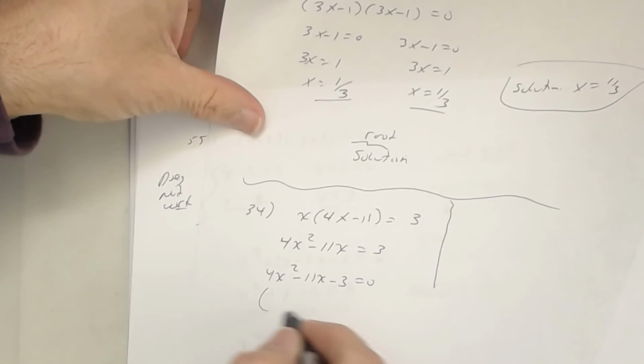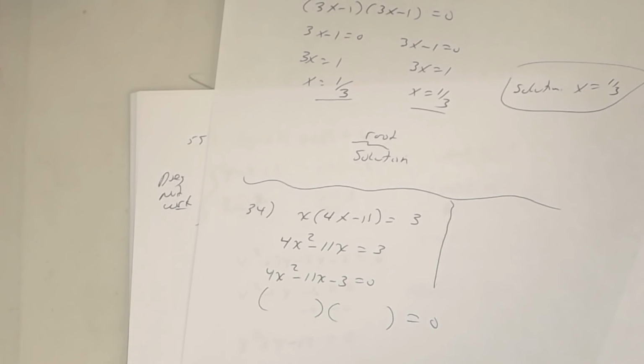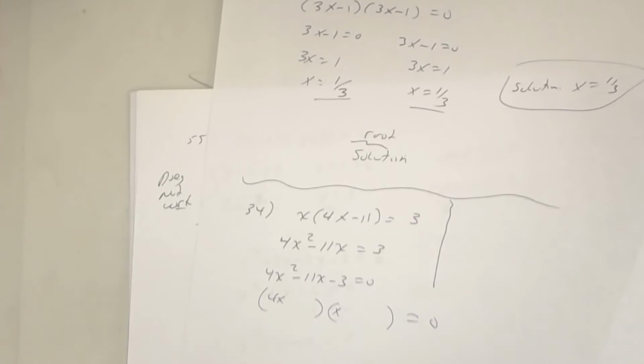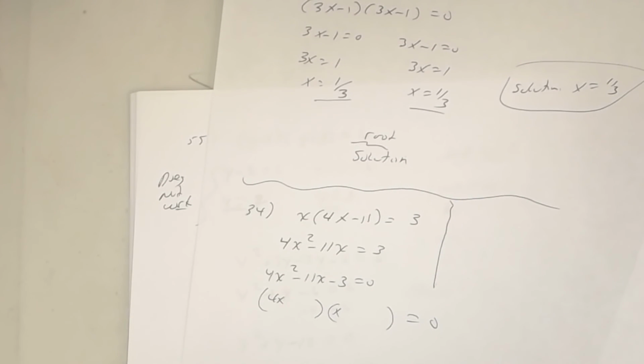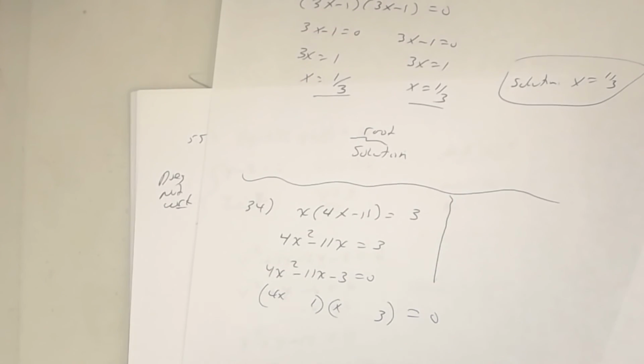Yep, and now you factor. A couple more steps and you're done. I think what's going to work is the 4x and x, not 2x and 2x. 4x and x works. So we're going to do 4x and x. 2x, 2x is not going to work. 4x and x is going to work. The 3 has to be in the second parentheses, and the 1 has to be in the first.